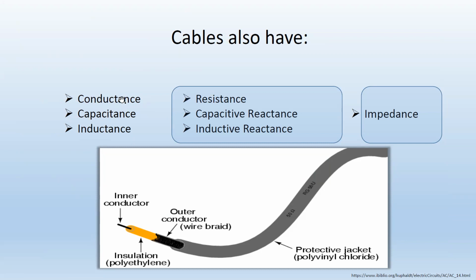Now, if they have conductance, that means they will have resistance. If they have capacitance, that means they will have capacitive reactance. If they have inductance, they will have inductive reactance, which means they will have impedance.